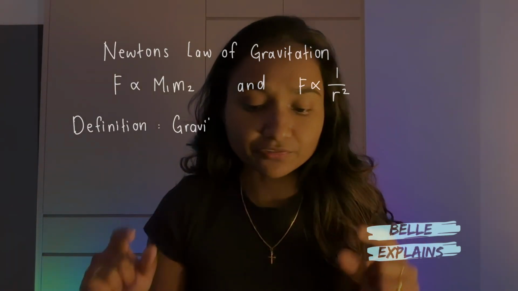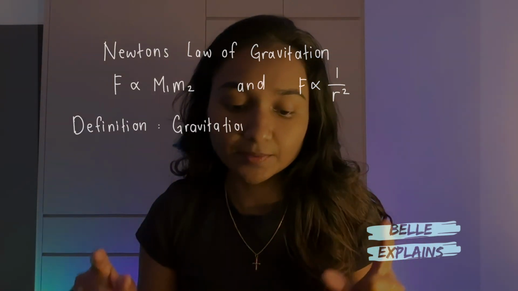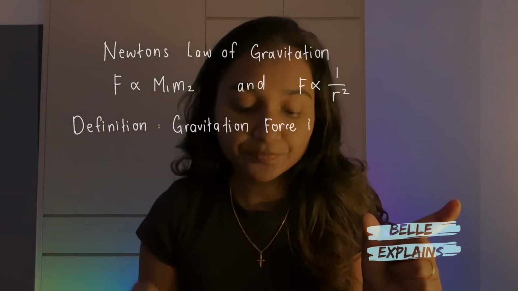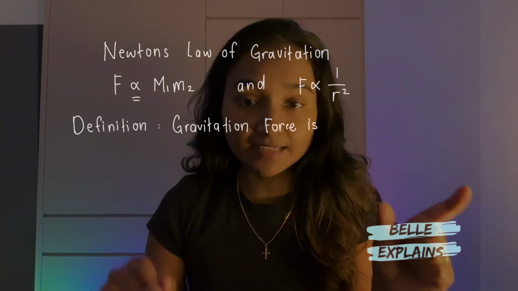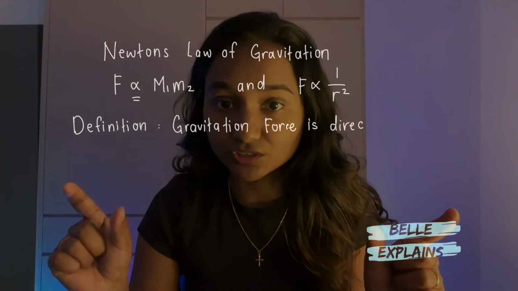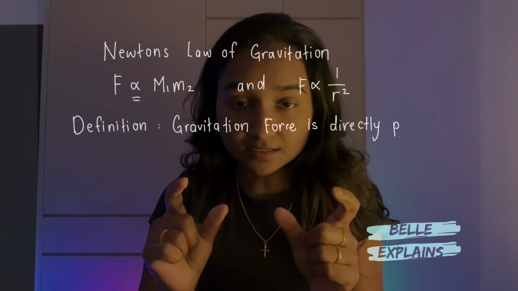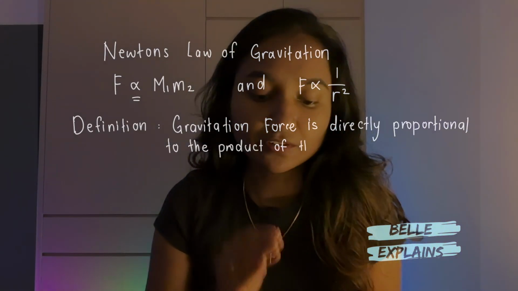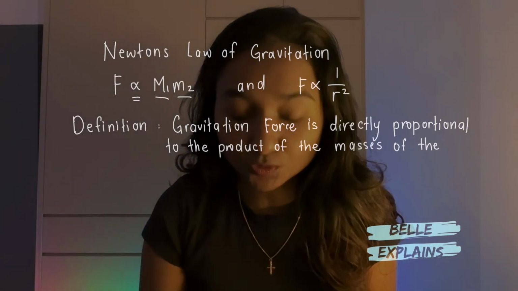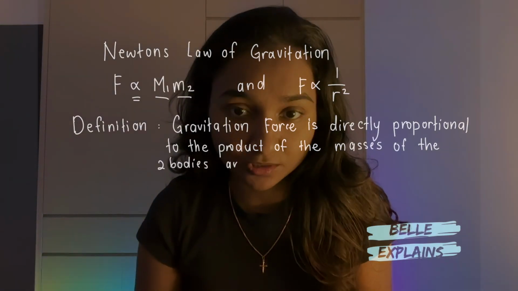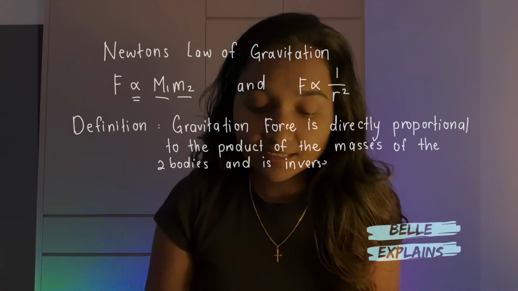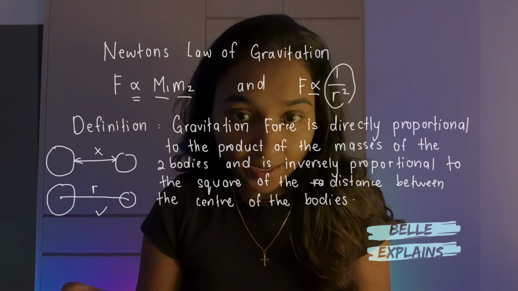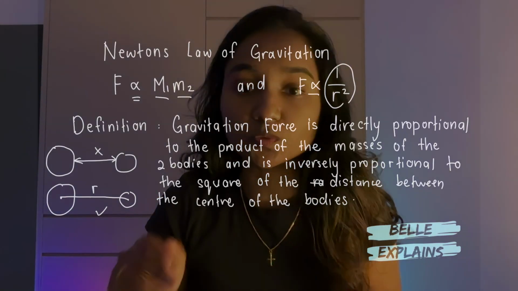Okay, so to define these two relationships that Newton has come up with, we're going to combine the first relationship, the directly proportional one, and the second relationship, which is the inversely proportional one, together to make it a definition. Okay, so look at the first one. Force is directly proportional to the product of the two masses of the body, and it is inversely proportional to the square of the distance between the two bodies.